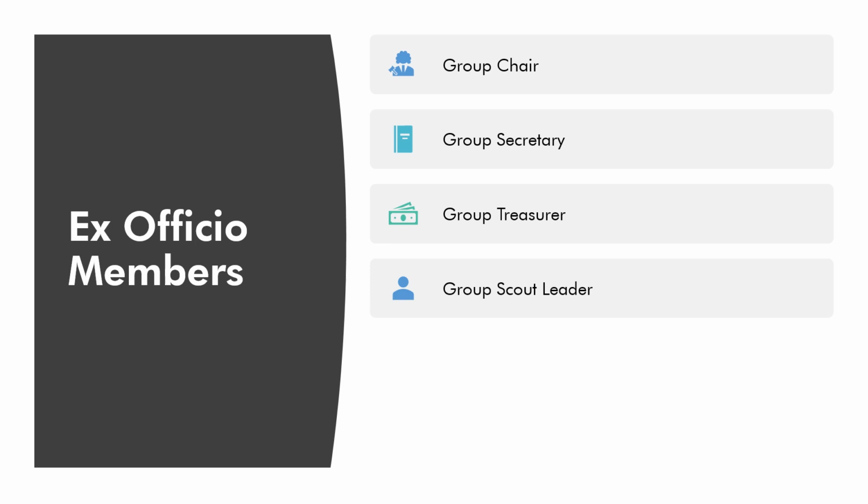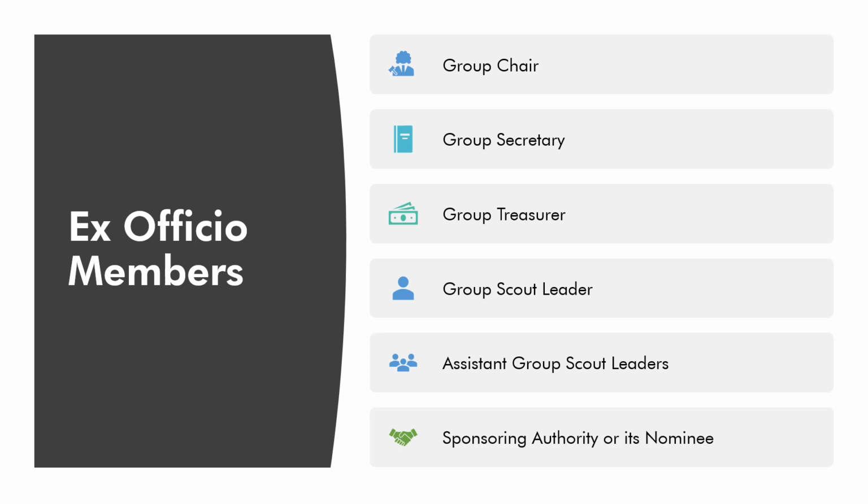The Group Scout Leader and any assistant Group Scout Leaders are members of the Executive Committee. If the group is sponsored, the sponsoring authority or an individual nominated by the authority is also a member. In the first case, the sponsoring authority is a corporate trustee and it may be represented by a different person at each meeting. In the second, the sponsoring authority nominates an individual to represent it at the executive meetings, and that individual is the charity trustee. This should be defined in the sponsorship agreement.